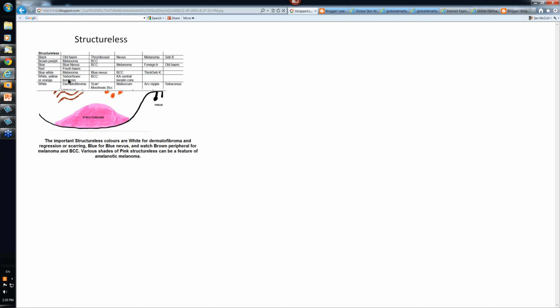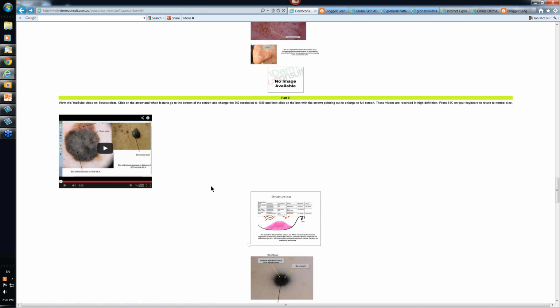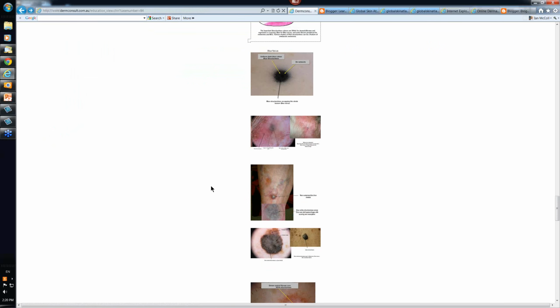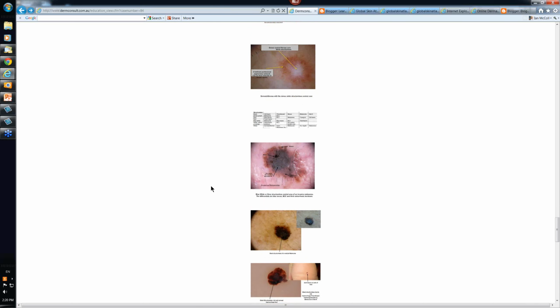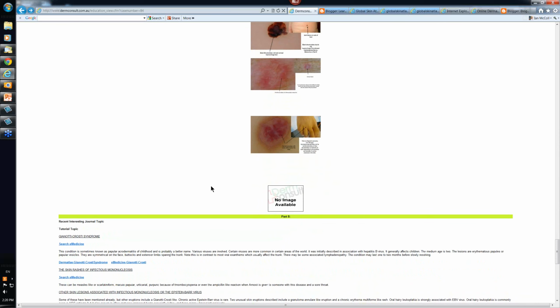White, yellow, or orange structureless, we've said seb-Ks, keratoacanthomas, and white structureless, the dermatofibroma in the center with all that collagen, perhaps a scar-like morphoeic BCC, mollusca, accessory nipple. Some sebaceous look white rather than yellow and can appear to be white structureless, but usually they're sort of white clods, these. So, have a little look at the rest, listen to the video, and have a look at some of these images here to go through the different types of structureless and what they might mean.